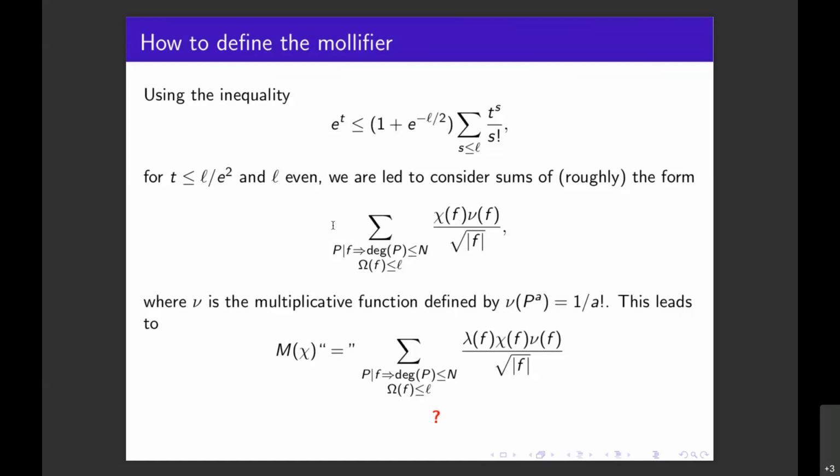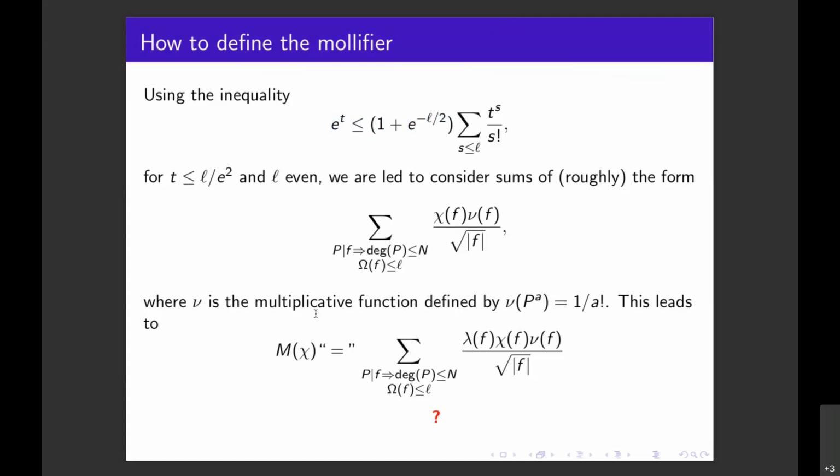So once we have this sum that we need to deal with, how do we define the mollifier? Well, one idea is the following. We started with the exponential of the sum over primes. And we said that we want our mollifier to behave like the inverse of the L function. So we can think of the mollifier as behaving like the exponential of minus the sum over the primes. And then, using this inequality, we can think of defining the mollifier in terms of the truncated Taylor series at the point L of the exponential of minus the sum over the primes.